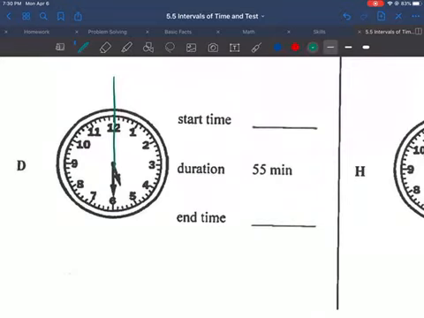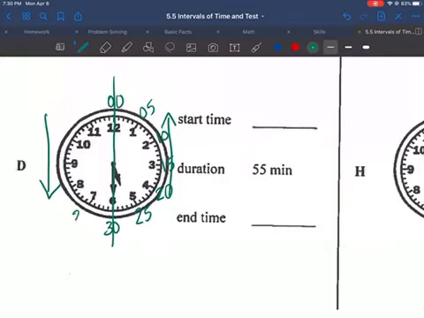Problem D. Break it in half. Remember that the right goes up, left goes down. Start with 0, 0, and then we have 5 minutes, 10 minutes, 15 minutes, 20, 25, 30, 35, 40, 45, 50, 55, and then we got to the 60, which was a clock.